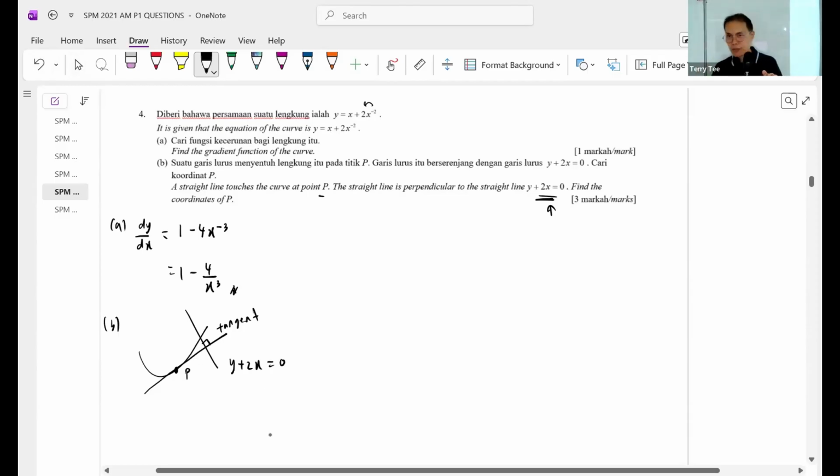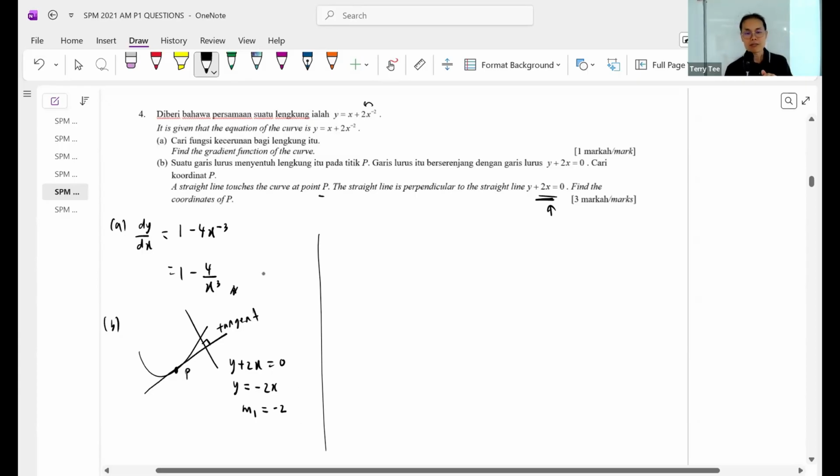So the purpose of them giving you this equation is to what? Find the what? What can we find from here? Change it to y equals mx plus c. So what's the gradient of this line? Your gradient is -2. Now we cannot say this is gradient normal, although it is, but we just call it m1. m1 means gradient of this line.